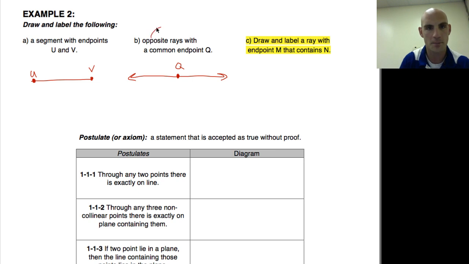Yes, it looks like a line. So what I'm going to do is opposite rays. I'm going to call this a line. That's a little secret for you. It's a line. Opposite rays are really actually just a line.